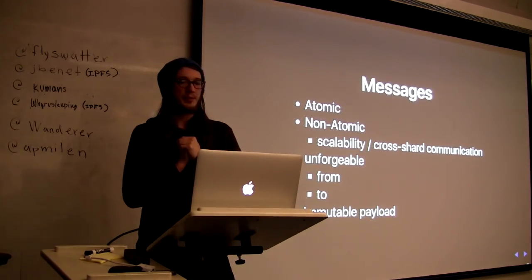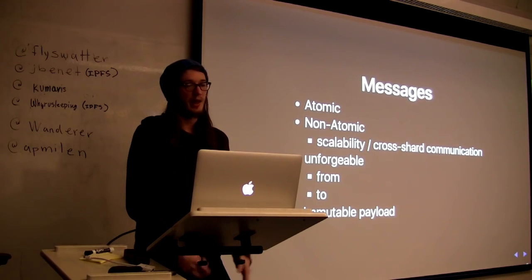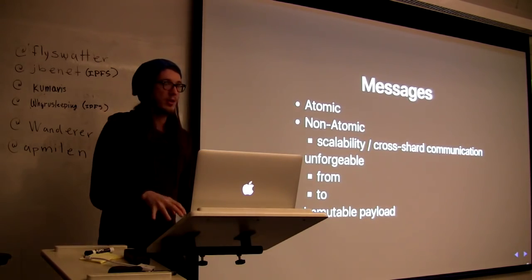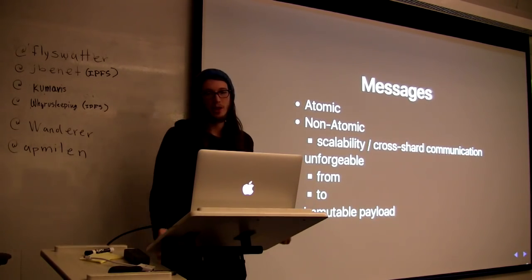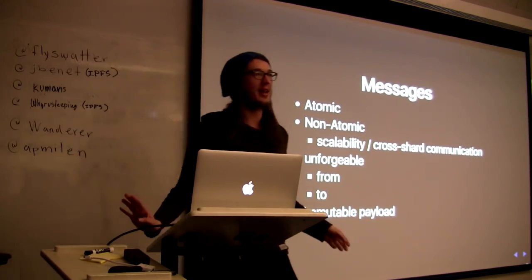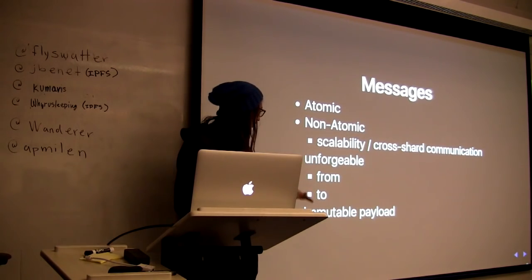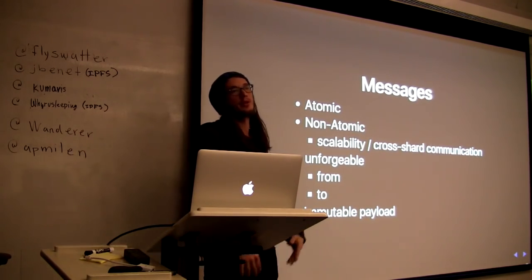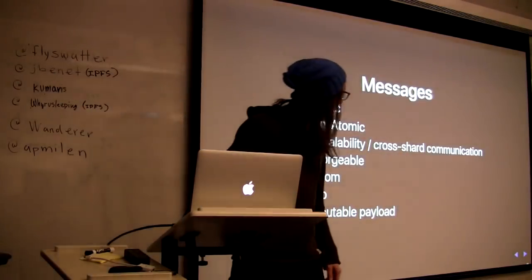Messages here, we need atomic messages and non-atomic messages. Unfortunately, we have to support atomic messages right now. Ethereum doesn't have any notion of non-atomic messages at the moment, but it will inevitably arise if we ever have sharding. It's needed for any type of scalability, really. Messages are unforgeable. They have a from and a to that's set by the operating system, and they have an immutable payload. That's what I'm using for messages right now. Super simple.